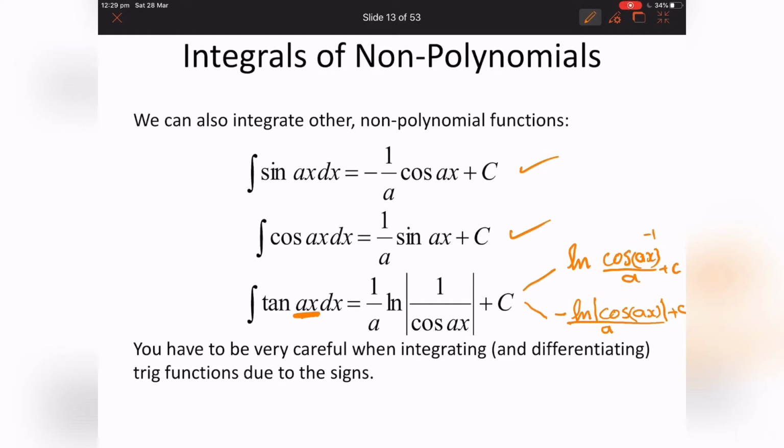Again, you don't need to prove how you reach this, but if you want, it's in your book as well, page 343, if you want to look at how the tan becomes minus ln cosine ax plus c divided by a. In the book, it's just x without ax, but it's the same thing.